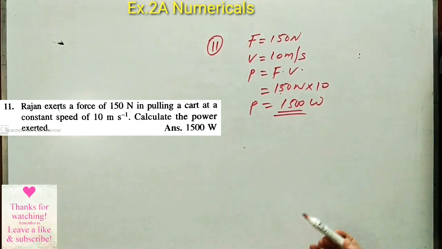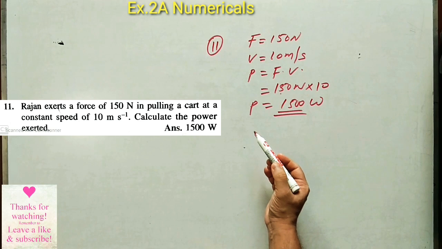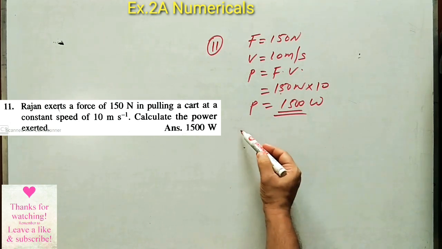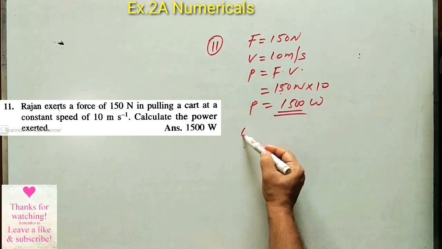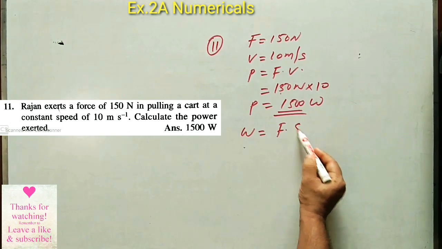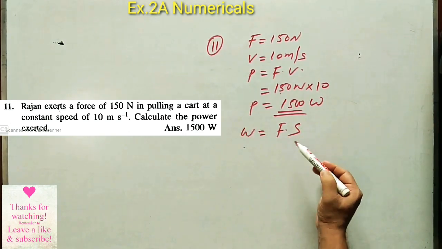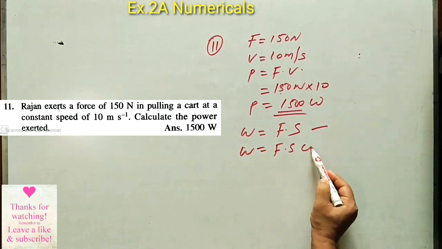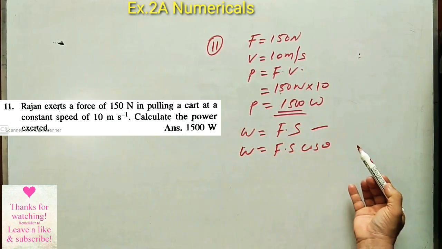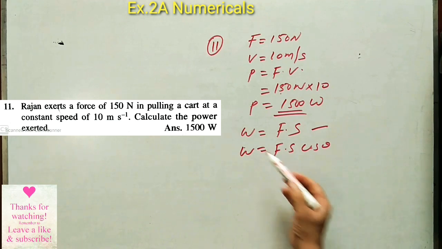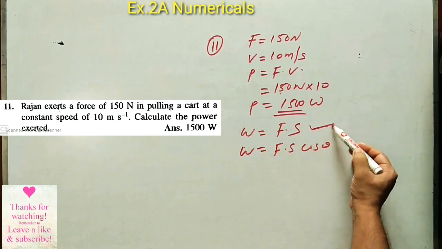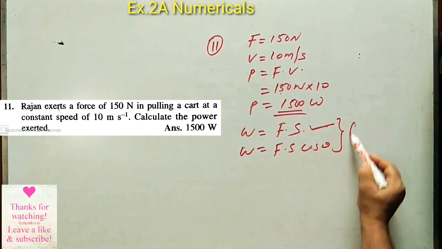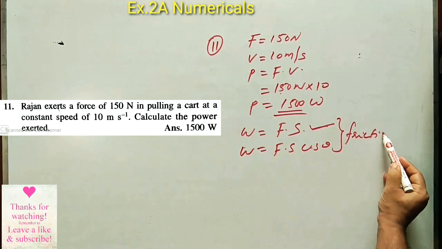If you remember all the formulas, you can easily do the numericals of ICSE class 10 physics. What are the formulas which we used here? Work done is equal to force into displacement. This is the work done against the force of friction. Or work done is equal to Fs cos theta, when the force and displacement are at a certain angle. Work done against force of friction.